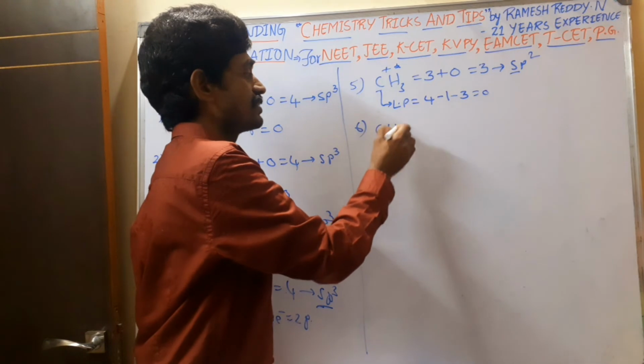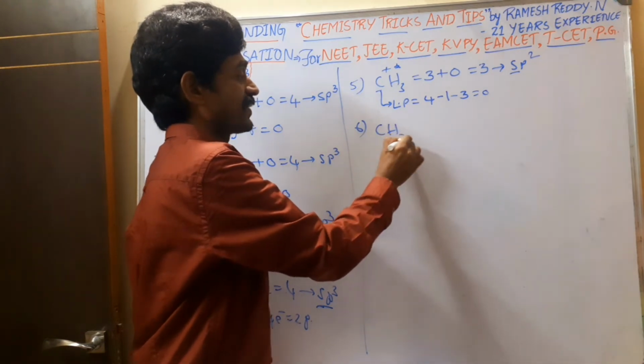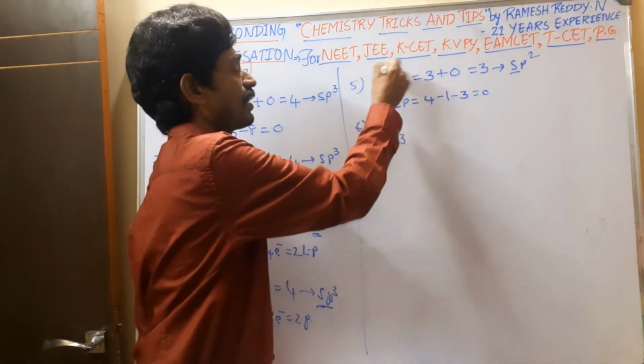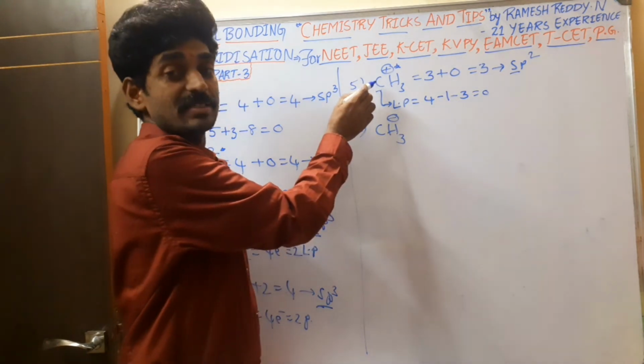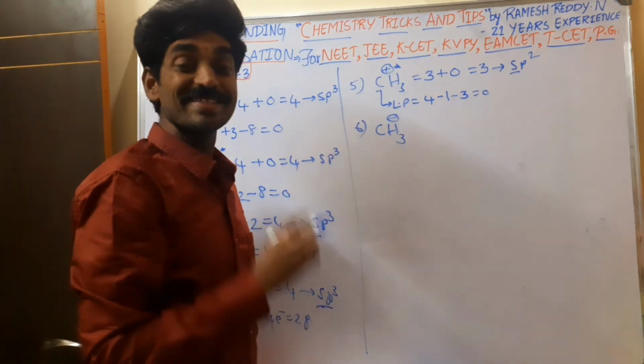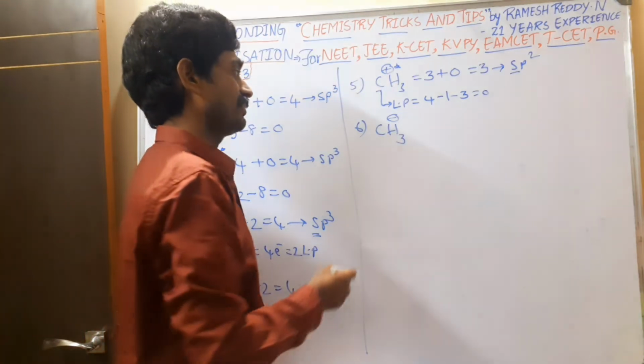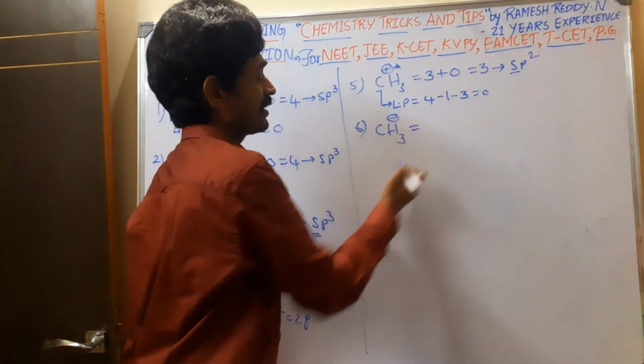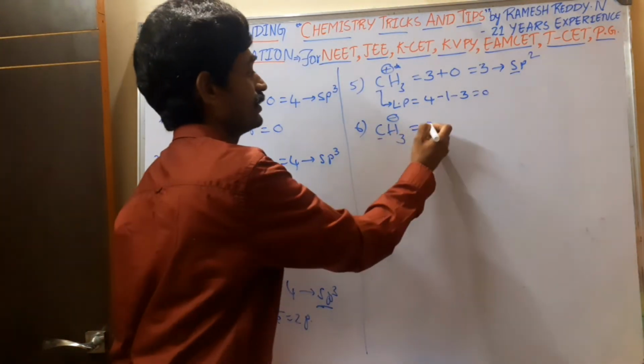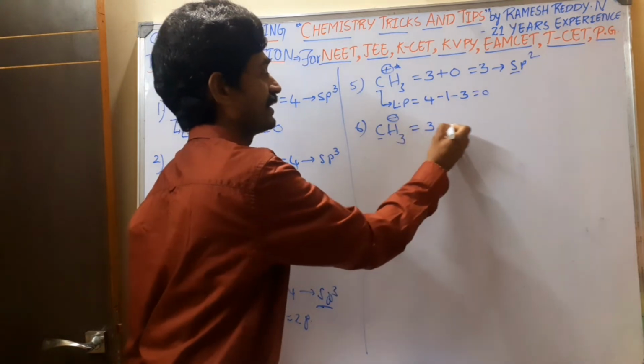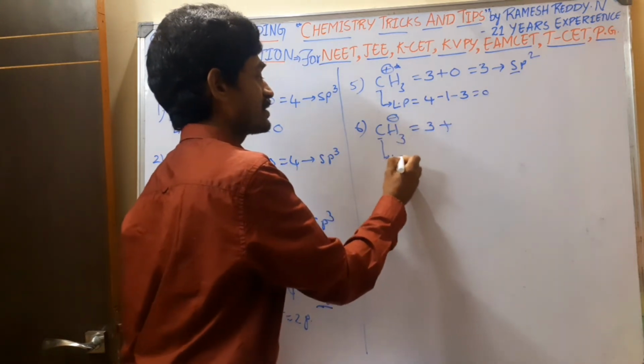CH3 minus, it is a carbanion. So previously we did carbocation, now CH3 minus carbanion. Okay, so here the central atom undergoes what type of hybridization? So how many atoms are bonded to the carbon? 3. Then lone pairs, how many?